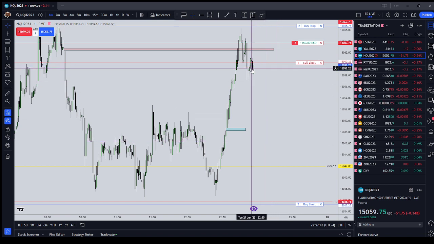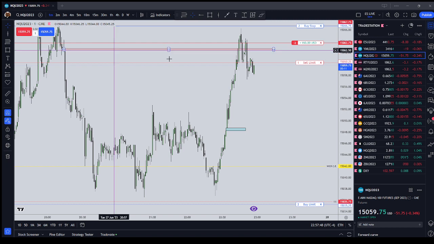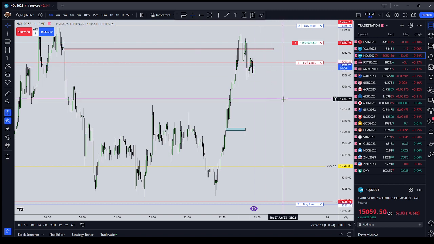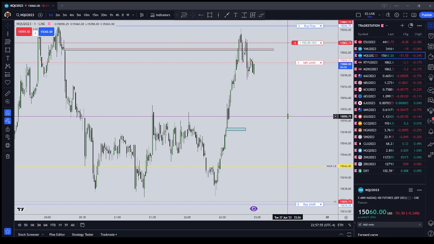Consequent encroachment of that wick inversion, plus one tick for the spread. Spread is currently two ticks. I put my order in one tick above the CE of that wick. I think I can get filled on that. I want one more tick.